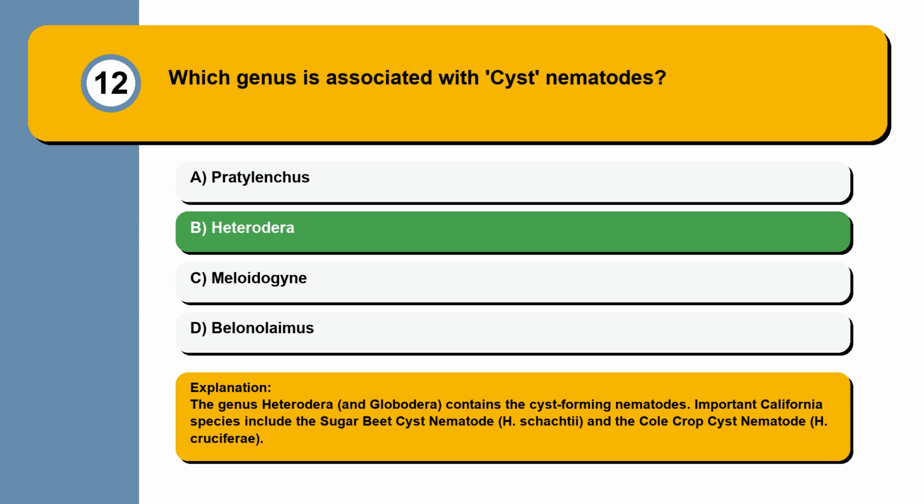The genera Heterodera and Globodera contain the cyst-forming nematodes. Important California species include the sugar beet cyst nematode, H. schachtii, and the cole crop cyst nematode, H. cruciferi.